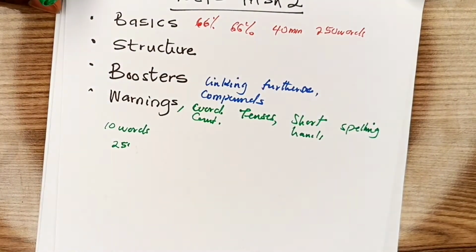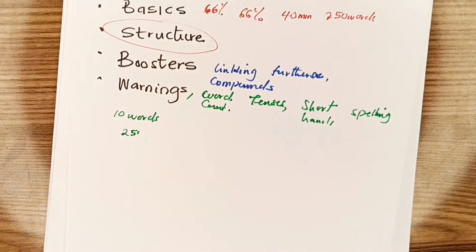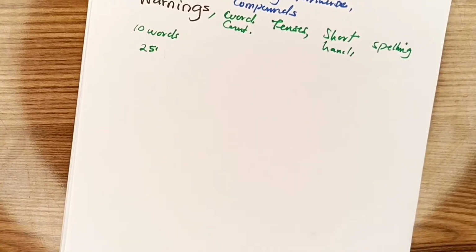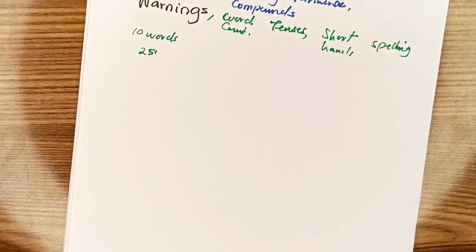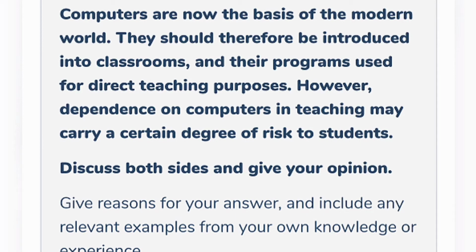Now, to get the structure, which is actually the meat of what this lesson is all about, we have to look at the typical question. I'm not going to write the details of the question. I'll show you the question and then we're going to develop it as we go together. So this question is a very typical IELTS question. It's an opinion-based question. It goes like, computers are now the basis of the modern world. They should therefore be introduced into classrooms and their programs used for direct teaching purposes. However, dependence on computers in teaching may carry a certain degree of risk to students. So discuss both sides and give your opinion.